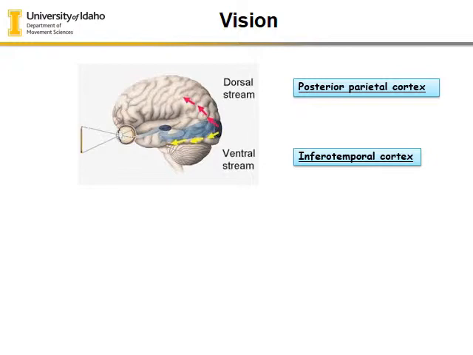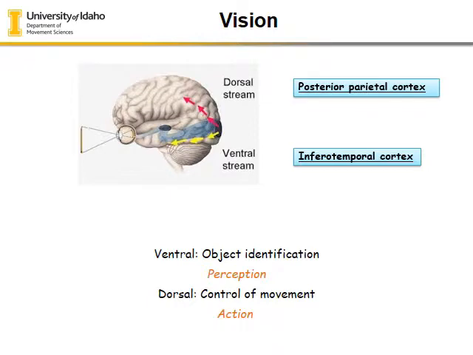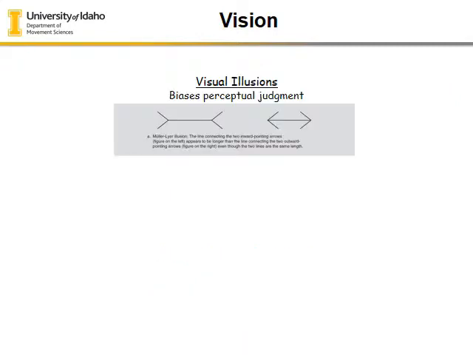But so you have your dorsal stream hitting the posterior parietal cortex, and then the ventral stream, your inferotemporal cortex, and that's really where, as they go through the retina and back to the brain, in the back of the brain, they hit these individual streams and help you identify what your environment is from the vision. So again, ventral, which is involved in object identification, is your perception, and then the dorsal is a control of movement, and that is more focused on your action. So understanding those components: ventral perception, and then dorsal more about your action and control of movement.